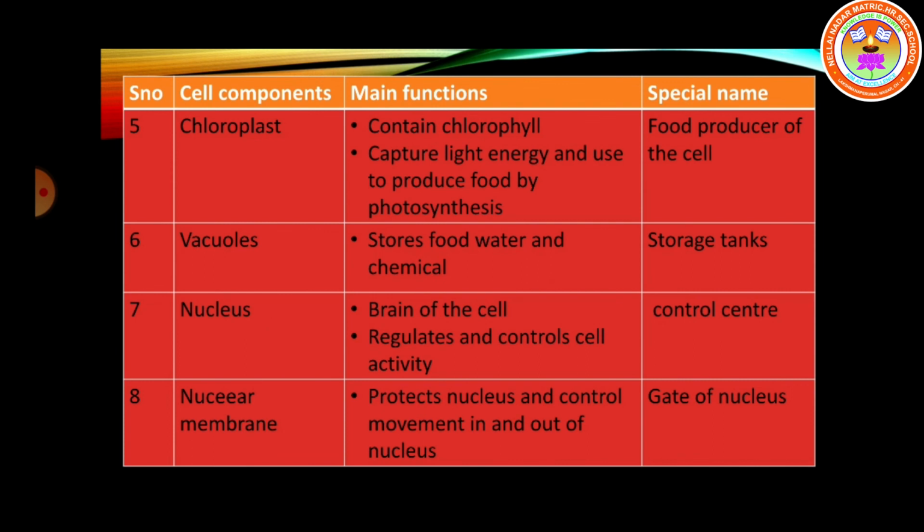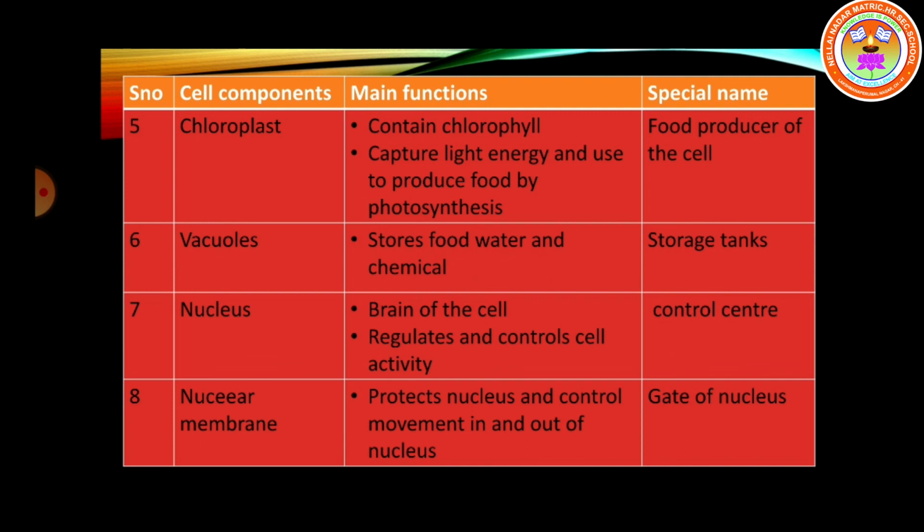So, next is the chloroplast. As it contains the chlorophyll pigment, it helps in capturing light energy and uses this to produce food by the process of photosynthesis. So, what is the special name given to the chloroplast? Food producer of the cell. Okay. Sixth is vacuoles. Vacuoles help to store food, water and chemical substances, and as a special name we call them storage tankers. Okay. So, they help in storage.